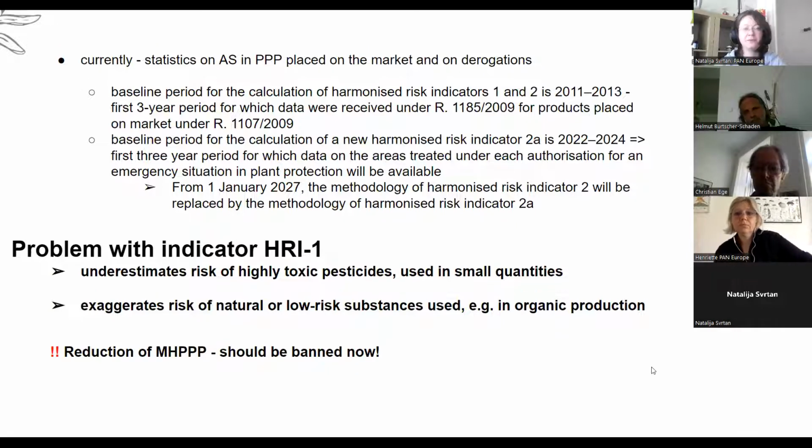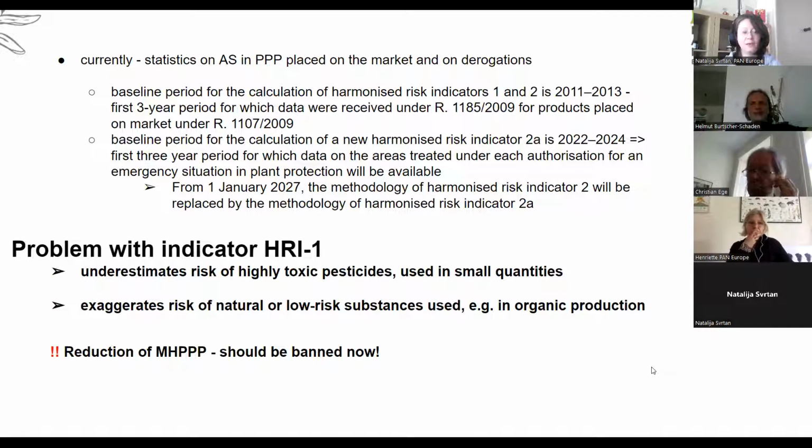The baseline for calculation of Harmonized Risk Indicator 1 is 2011 to 2013. This was changed, I think. It was previously 2015 to 2017, but I will leave this to Helmut. And the baseline for calculation of the new Harmonized Risk Indicator 2A that will be introduced in this new regulation will be from 2022 to 2024, because this will be the first period for which this data will be collected and available. And Harmonized Risk Indicator 2 will be replaced starting from January 1st, 2027 with this new indicator.